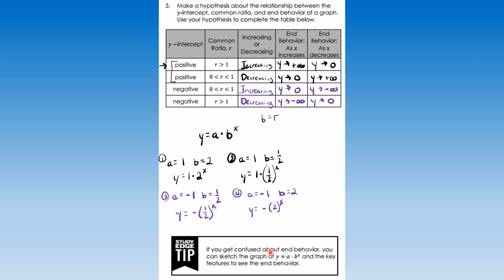So if you're not sure, you don't have to memorize this chart, but this is a handy chart to keep things straight so you can identify what a graph is going to do based on the y-intercept and the common ratio. But if you're ever confused or you're not sure, just sketch the graph yourself, by plotting the y-intercept and the ratio and seeing what the behavior is of the graph as it approaches extreme ends on either side.